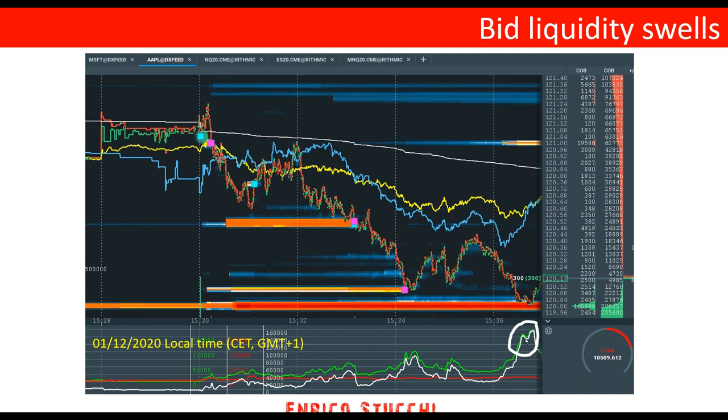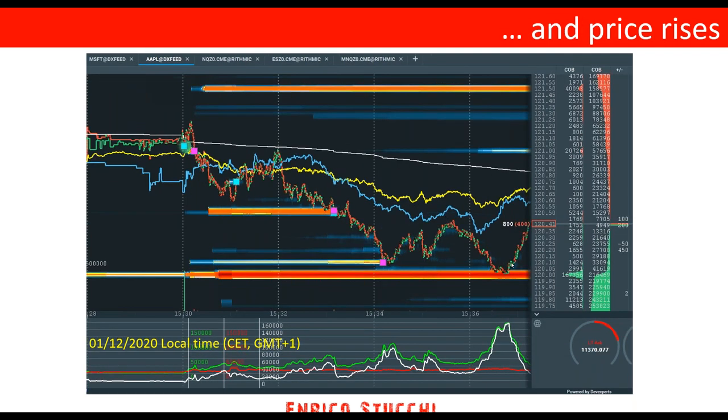Okay, so the liquidity on the bid increases, you can see here. They are pushing, they are adding liquidity here. What do you think this action can have on price? The price is rising. Look here, liquidity here. They are skewing the action. This is long-term liquidity, but here you can see that they are adding more liquidity, so the price is rising.